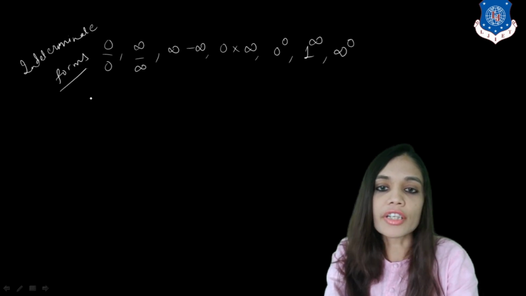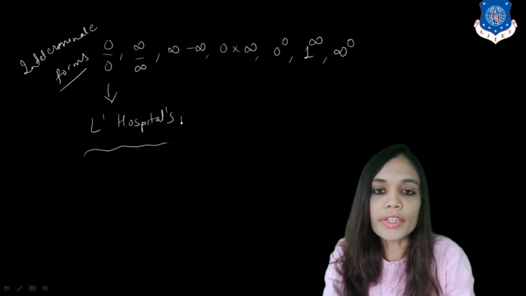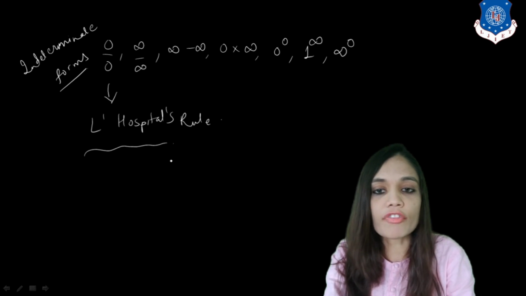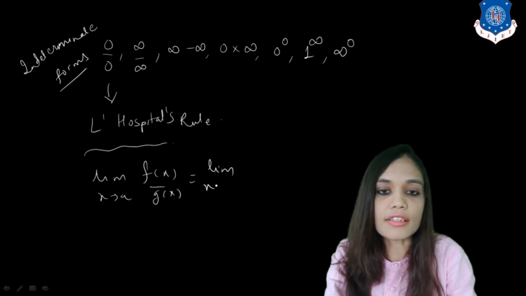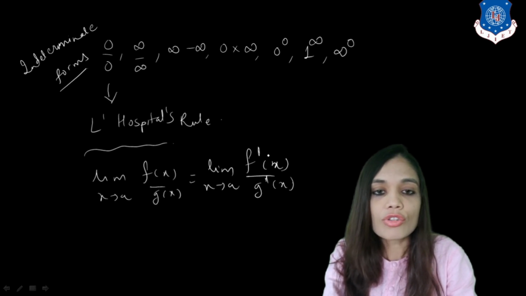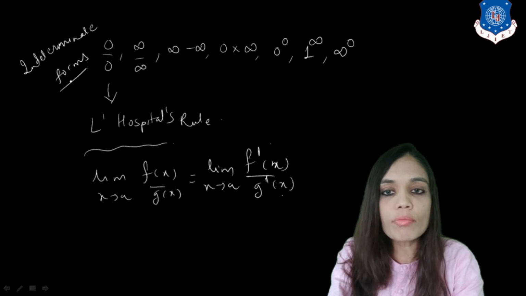Now, firstly, we have studied the working rule to evaluate 0 by 0 form, and it is known as L'Hospital's Rule. Right? So, what is the rule? So, let me specify the rule. Limit x tends to a, f of x upon g of x will be equal to limit x tends to a, f dash of x upon g dash of x. So you have to do the derivative of the numerator and denominator separately and eliminate our indeterminate form and find finite answer of the limits.